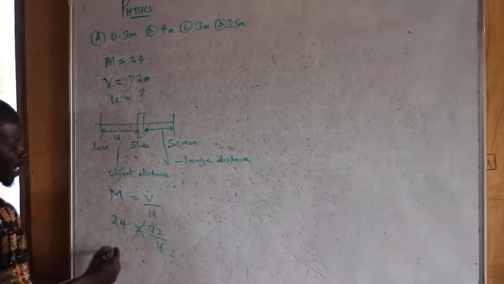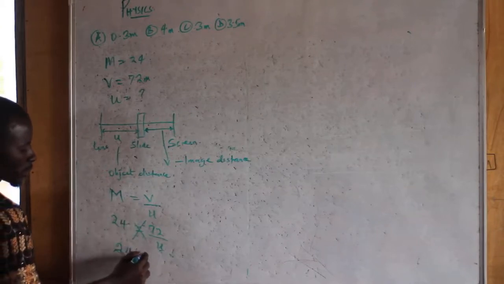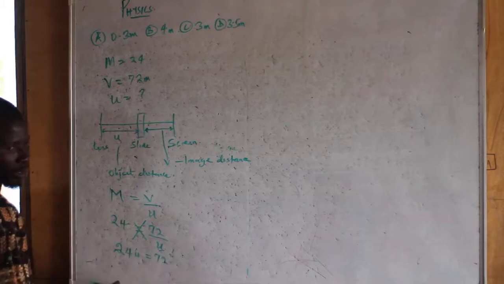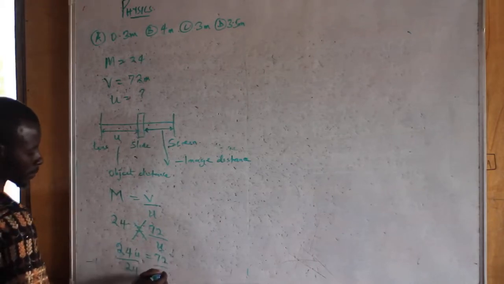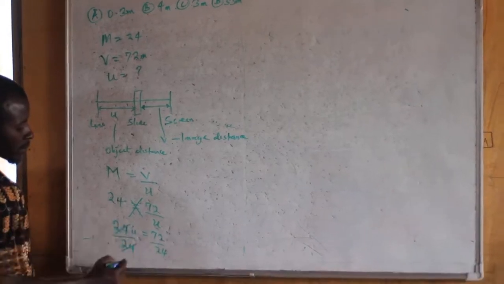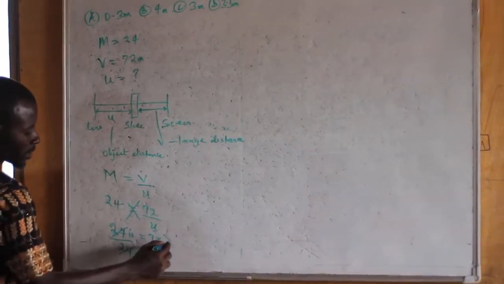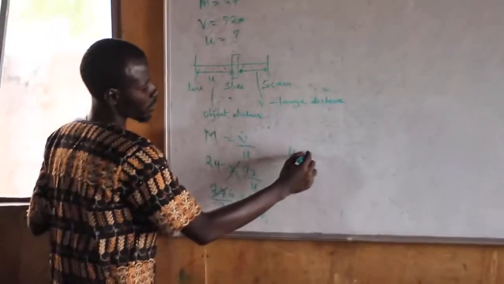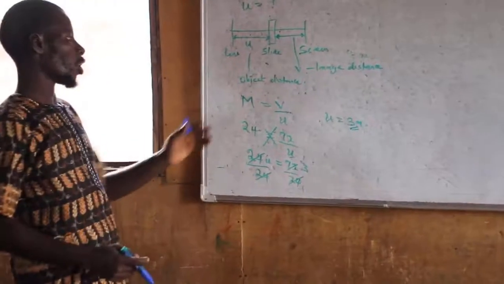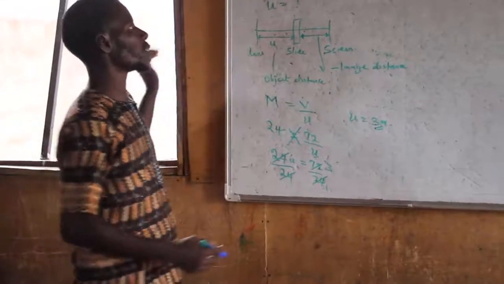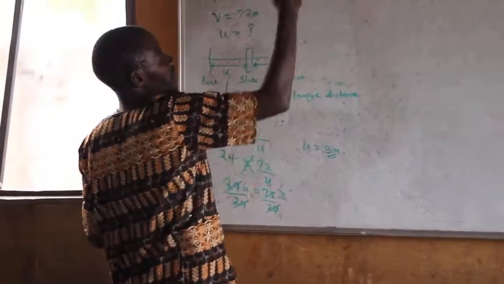You cross multiply. That will be 24 U equals to 72. You divide both sides by 24. What's it going to give? 3. So your U equals 3 meter. Which means your object distance is equal to 3 meter, which is C.